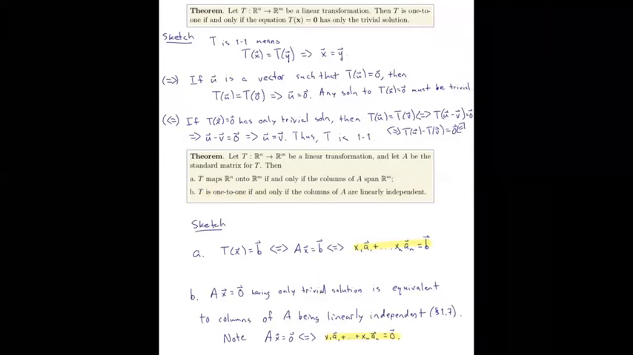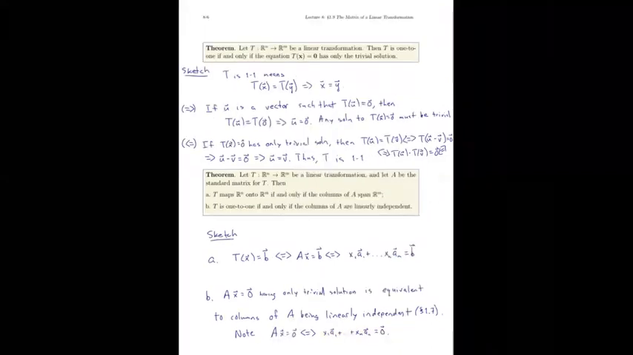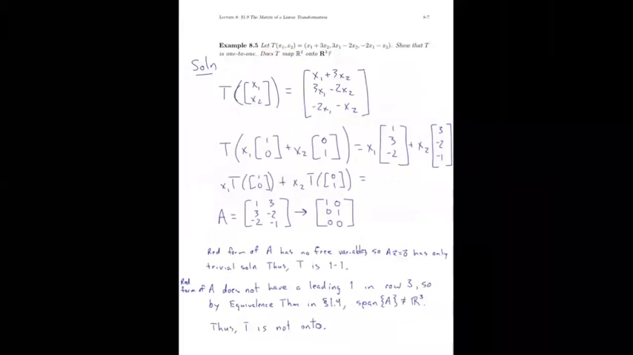One concerns whether or not we can hit every b, and the other one's concerned with whether or not we have a non-trivial solution to the homogeneous equation. So that might be the element that we use in a lot of cases to determine whether or not a given matrix or given transformation is onto or 1-to-1 by looking at its standard matrix A.